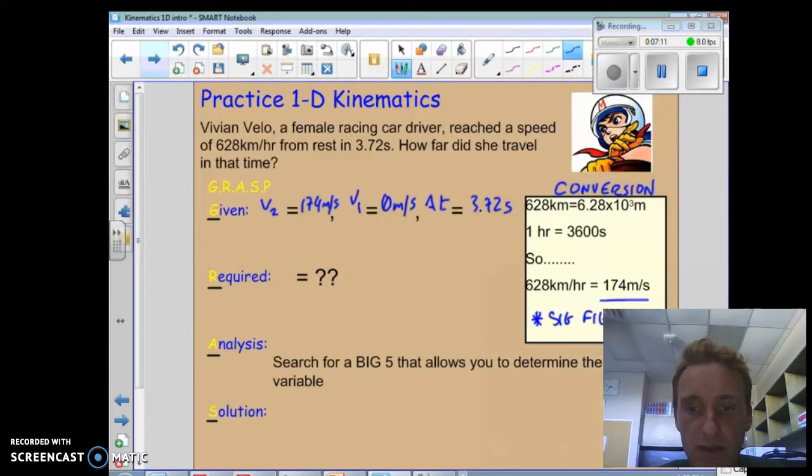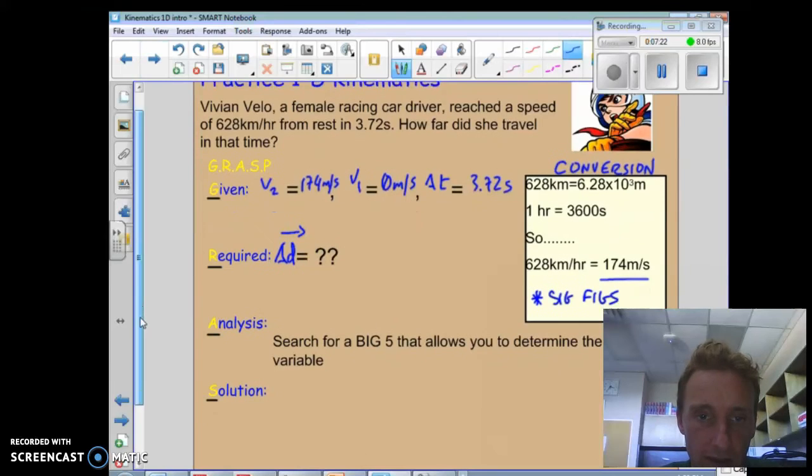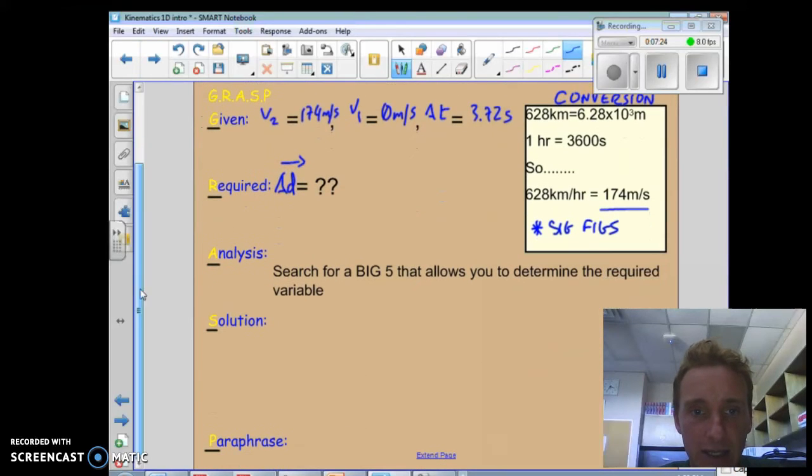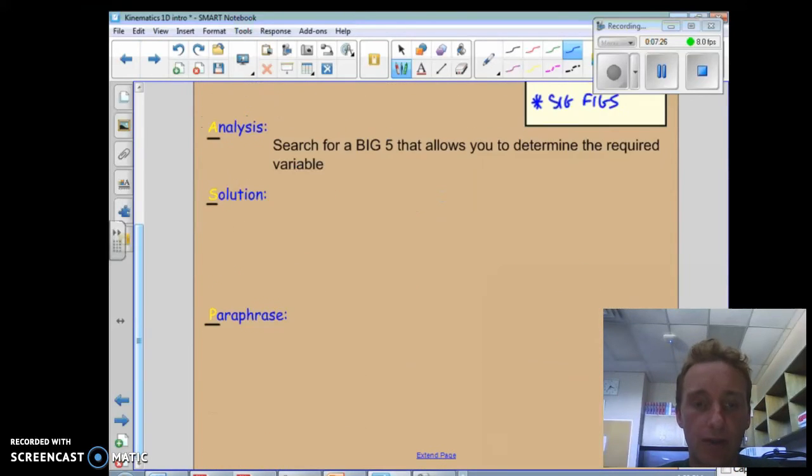Sometimes students won't notice that V1 is 0 meters per second, but she reached the speed of that from rest, and that's the key here. What are we trying to figure out? Well, the required value, or the required, is delta D, the displacement. How far did Vivian Velo travel?